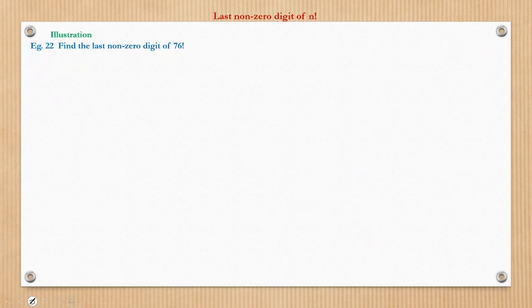So now let us see. Now we will find the last non-zero digit of 76 factorial. So here n is equal to 76 factorial. We'll try with method 1 first. Method 1, we will write 76 as 5 into 15 plus 1. So here q is equal to 15 and r is equal to 1.